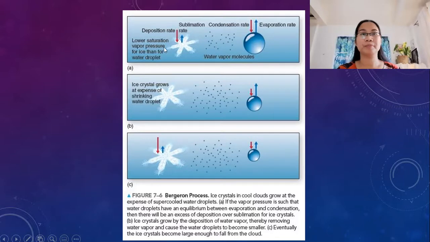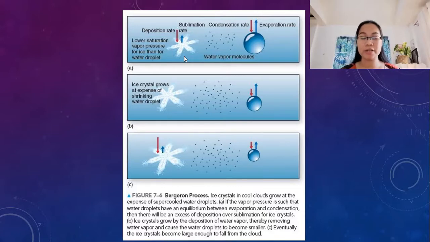So you have here, the deposition rate is actually higher in ice crystals compared to the water. So you have here, evaporation rate of water has increased, but the condensation rate has decreased. But for ice crystals, the deposition rate has increased compared to its sublimation rate. So recall that deposition means it's a phase change from water vapor to solid ice crystals. But sublimation is from solid ice crystals to water vapor.